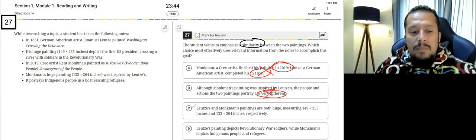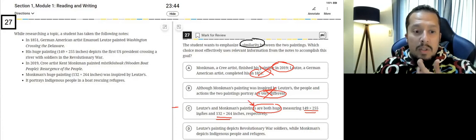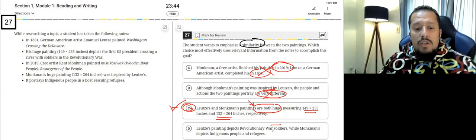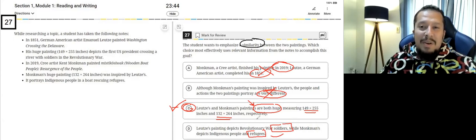Answer C, look at this. In the paintings, they are both huge. Now, they give us measurements, and the measurements themselves are not the same, but what is the same is that they're both very large, and they're both huge shows us a similarity between the two. Answer C is the best answer. If you check answer D, we're comparing soldiers to refugees, and these are not similar in any way, shape, or form.